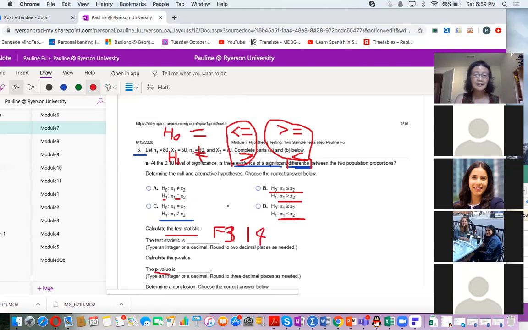P1 you select not equal to P2. X1 is given. X1 you type in 50, N1 80, X2 70, N2 is 80. Okay. And you press EXE. I get Z negative 3.65.